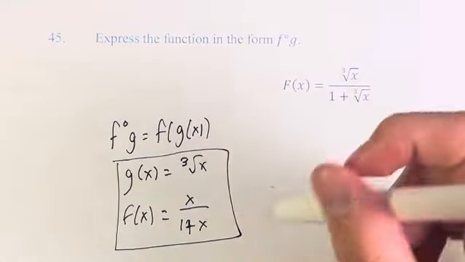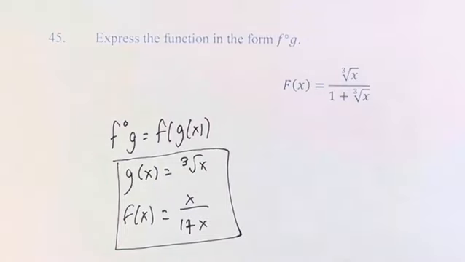These are the functions, or two options for the functions, that result in this composition. F of g of x equals the cube root of x over 1 plus the cube root of x.